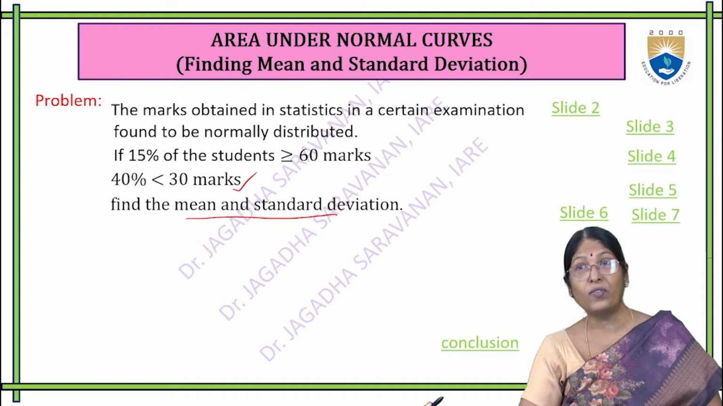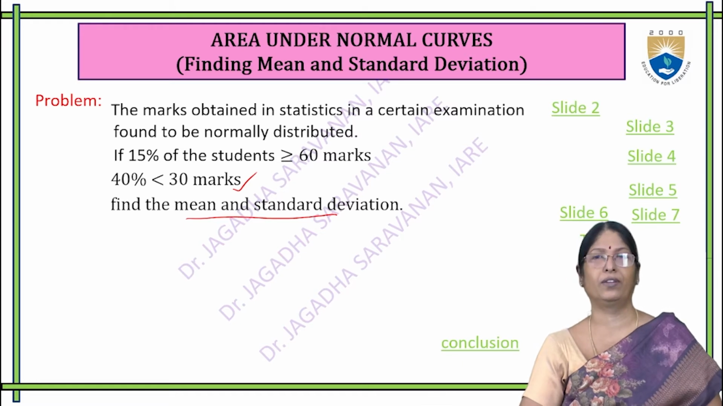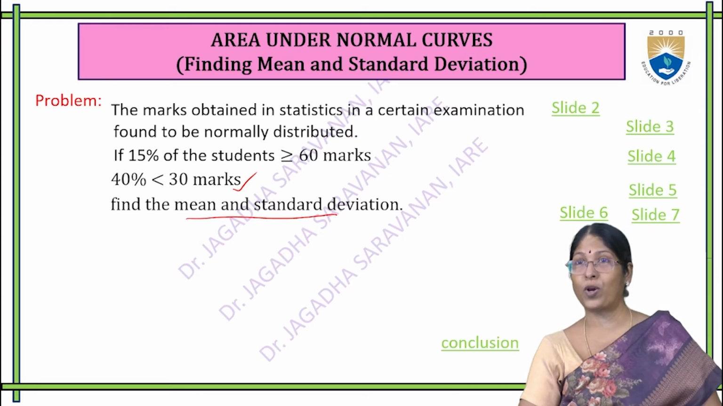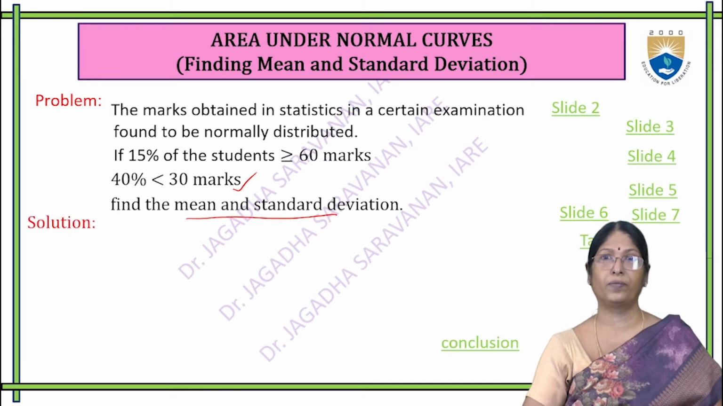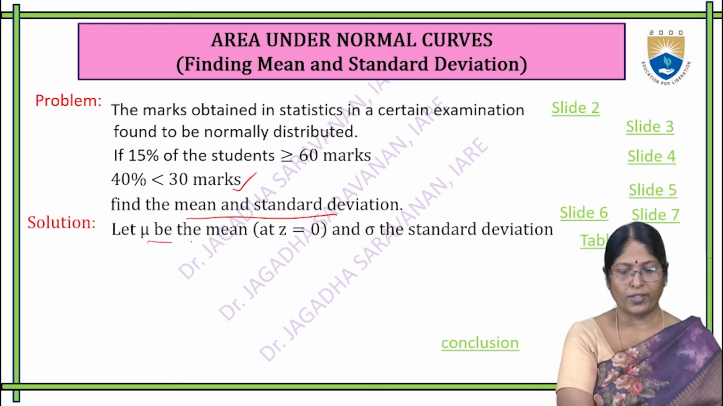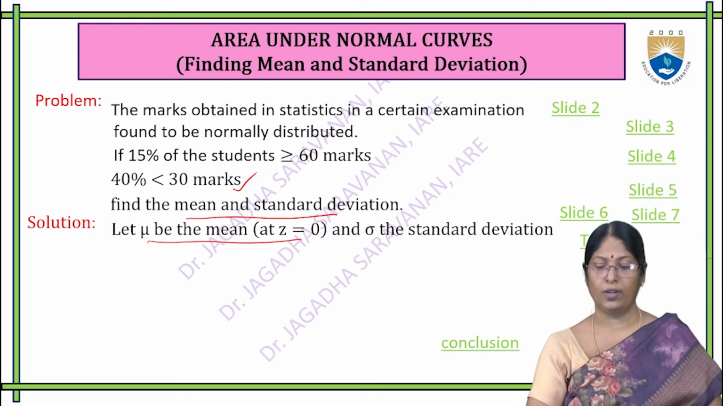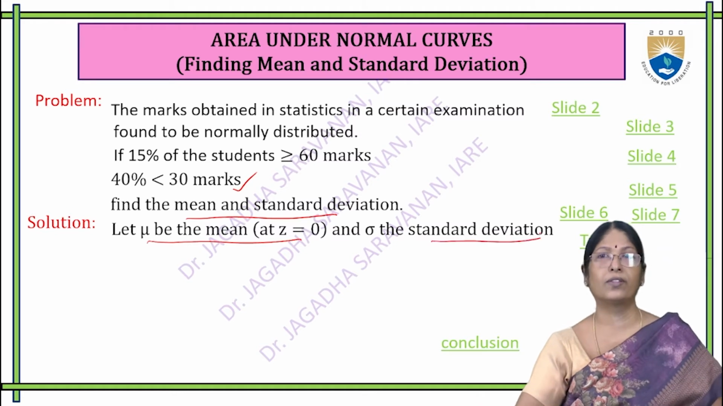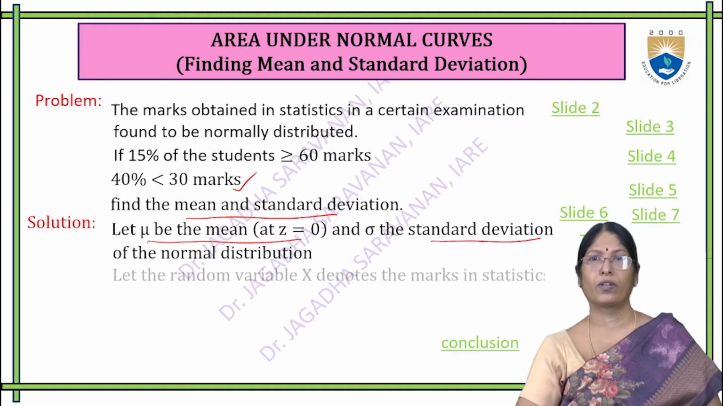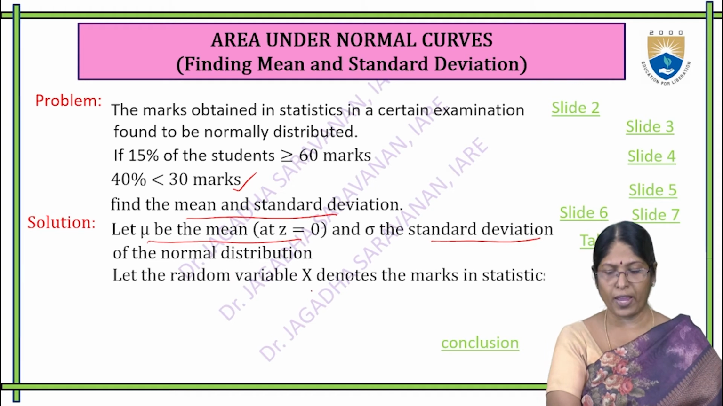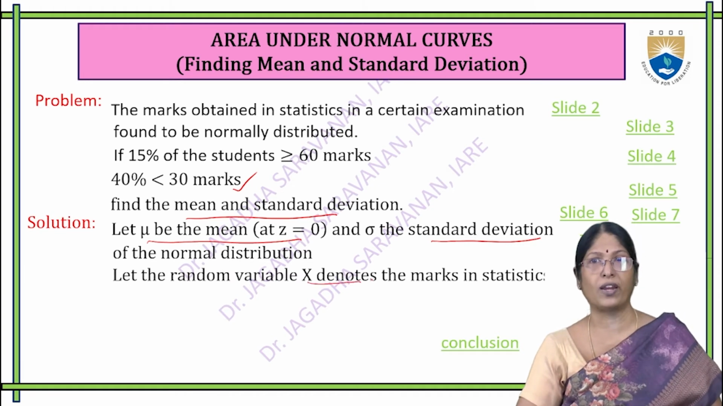Then what is the data given in the question? In the previous problem, mean and standard deviation were given and we found the points. Now, what is given, we are writing. Mu is the mean, denoted by the symbol mu. Standard deviation is denoted by the symbol sigma. Let the random variable capital X denote the marks in statistics.